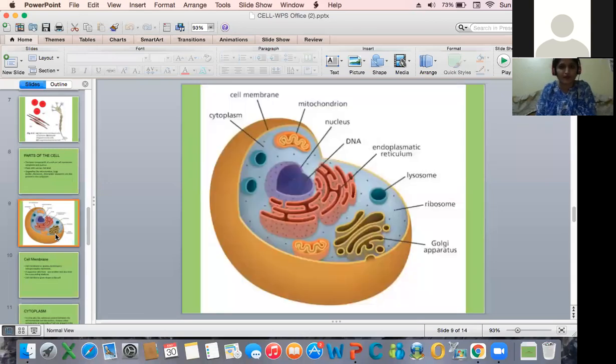Now, let us talk about, we have seen the variation in the number of cells, the size and the shape and all. Now, what does a cell actually look like? What are the different parts of the cell? So that we are going to discuss now. The picture which you can see on the screen is an animal cell.